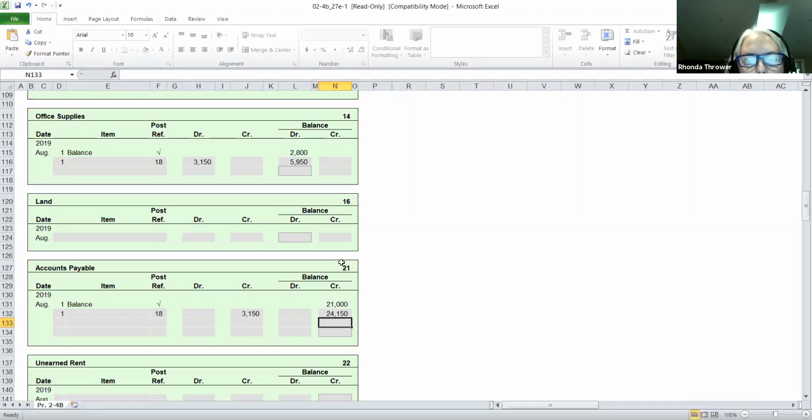I'm going to pick up my 21 here. My account number was 21. I've got to go back to my journal and put that in. So I'm going to stop sharing. I'm going to do a new screen share. I'm going to go to my journal.